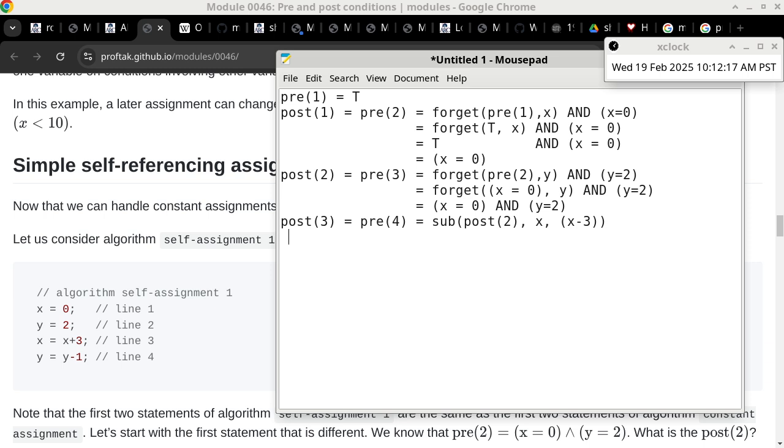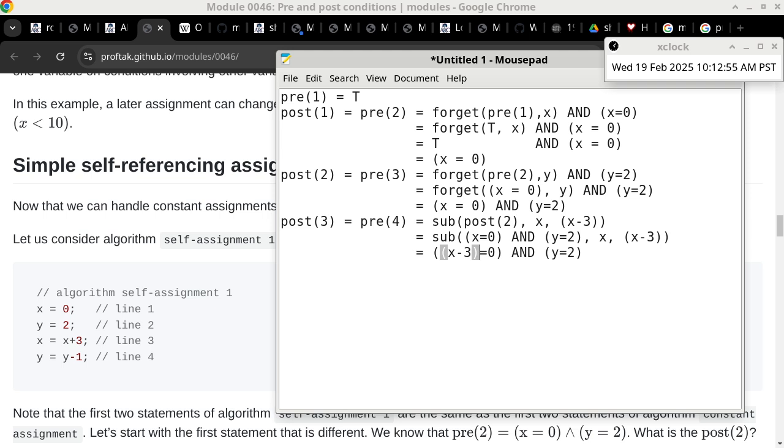So now when we look at this, we expand the whole thing. The first thing is we expand what is post 2. Post 2 is x equals 0 and y equals 2. We look for every occurrence of x and replace every occurrence of x with x minus 3. So now we perform the actual operation. I'll do it the more systematic way. I copy and paste the condition itself, look for occurrences of x, which is right here, and replace it with x minus 3. And that's it.